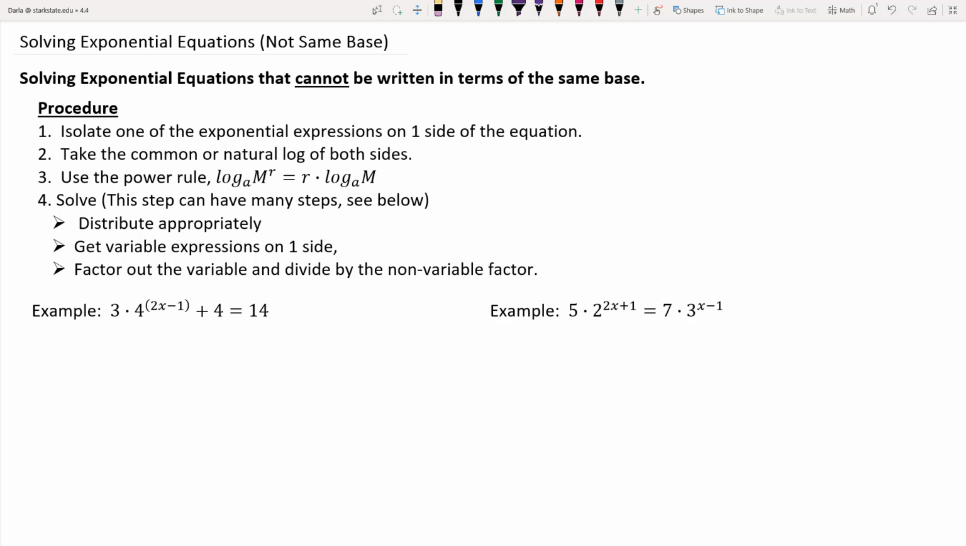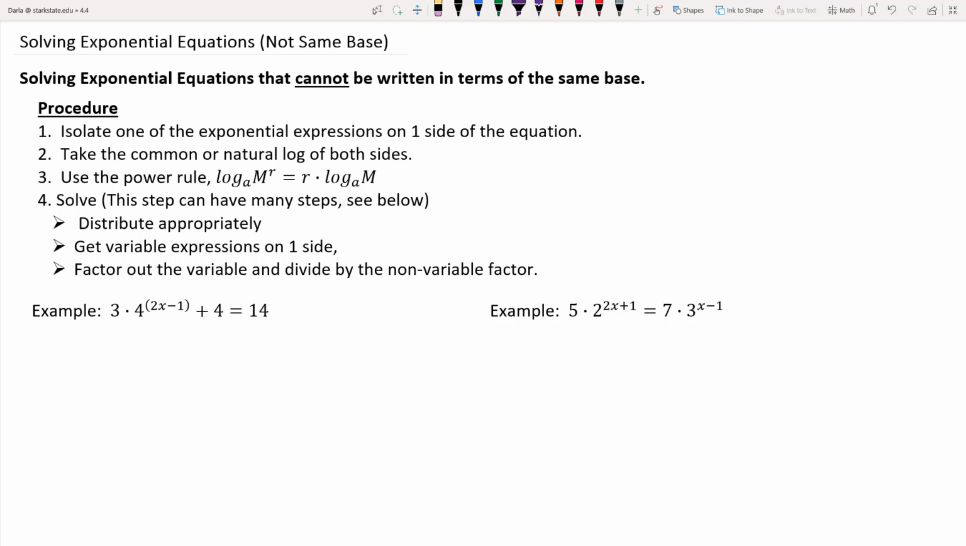The focus of this lesson is on solving exponential equations that cannot be written in terms of the same base. So the procedure for doing such is to isolate one of the exponential expressions in the problem. So get it all by itself on one side of the equation by undoing the other operations.